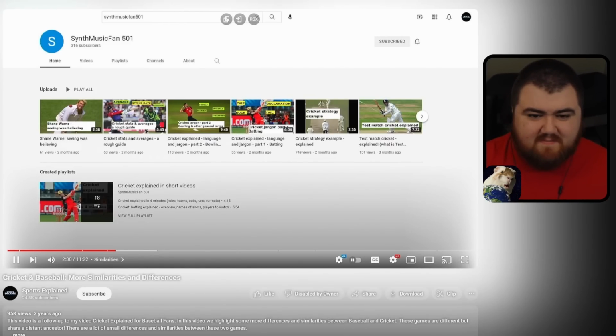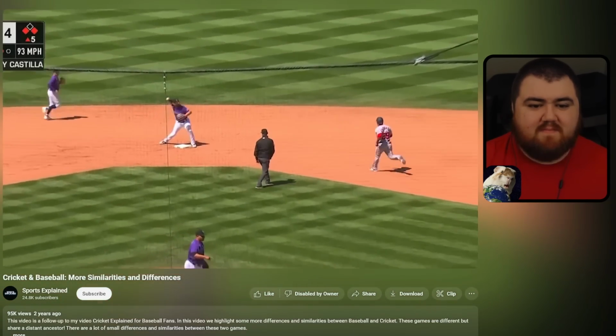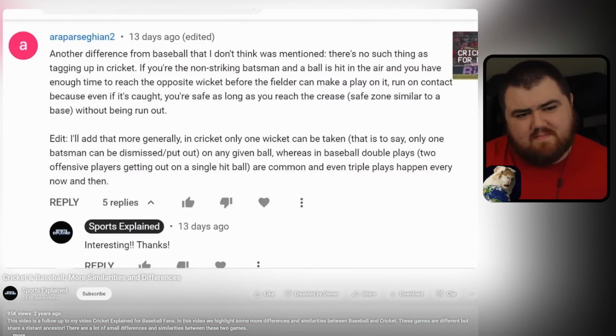One difference that was new to me is that in cricket, there are no double plays. Only one runner or batter can be put out in a single play. YouTube user Era Persigan2 brought up a similar difference, which is in cricket, there's no need to tag up like on a fly ball that might be caught. If the ball is caught, as long as you made it past the other crease, you're safe.